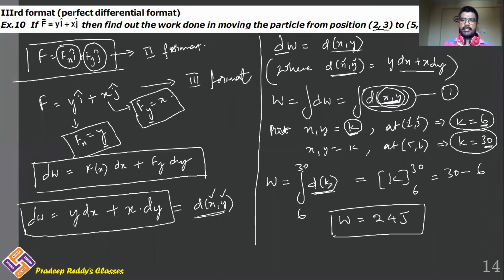That gives you dk. What is the integration of dk? Integration of dk is k. Already we have calculated the upper limit and lower limit for k. I have substituted those limits. This gives you finally the net work done, W is equal to 24 joule. And this is one of the important models. Many times this model of problem has been asked in entrance exams.